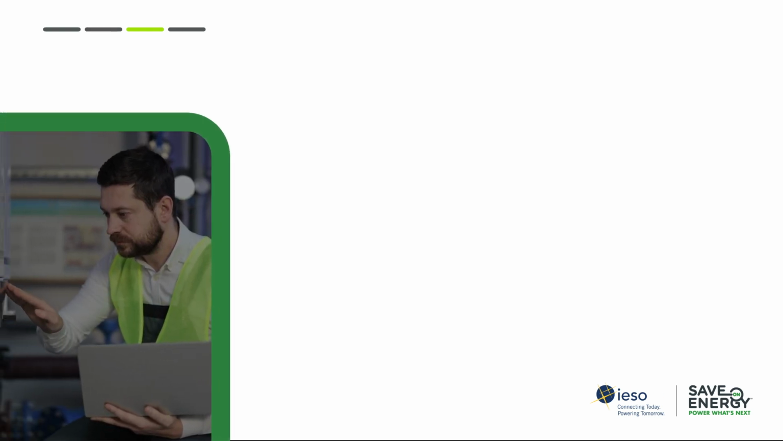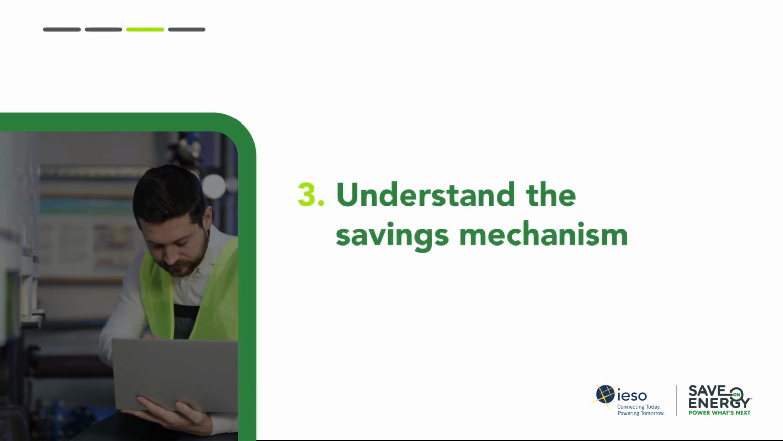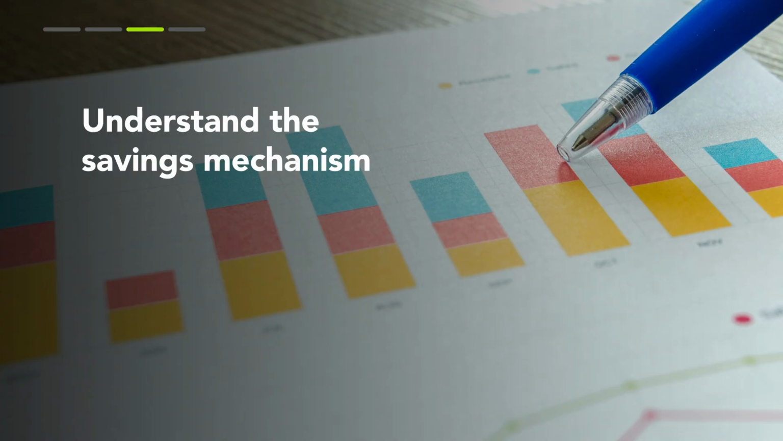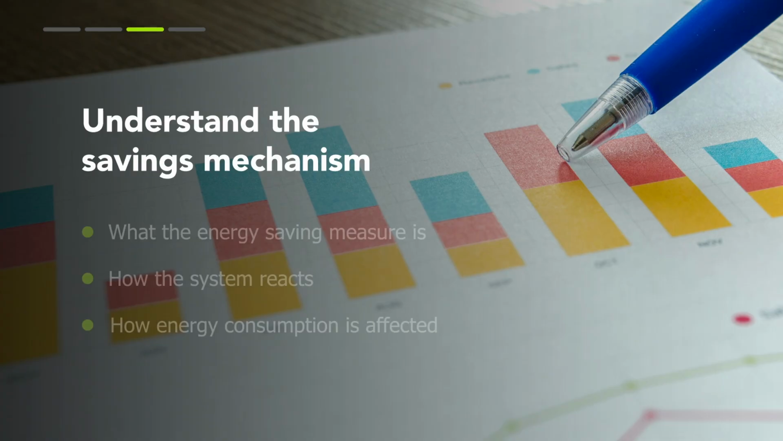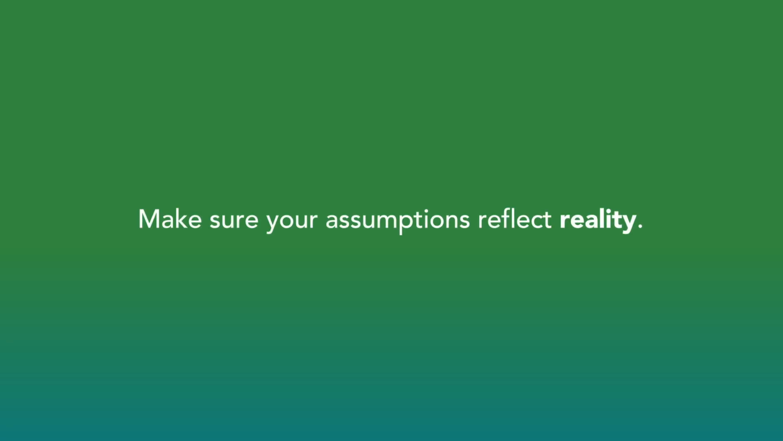Once an accurate baseline has been established, the next step is to understand the savings mechanism of your identified energy-saving opportunity. This means understanding how changes to the system, whether they're equipment changes, behavioral changes, or operational changes, affect how the equipment works and how those changes result in energy savings. Without this understanding, the calculations or methodologies you select to estimate savings may not reflect how the equipment actually operates, leading to under- or overestimation of the project benefits.